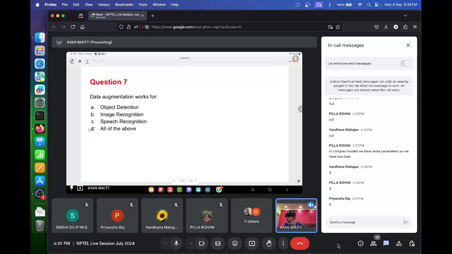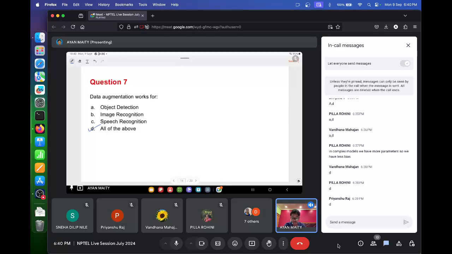The correct answer is option D, all of the above. So data augmentation works for all 3 tasks here: object detection, image recognition, and speech recognition. So data augmentation basically is that in case of images, you shift the image slightly, or rotate the image slightly, or flip the image horizontally or vertically if it is allowed for your specific task.